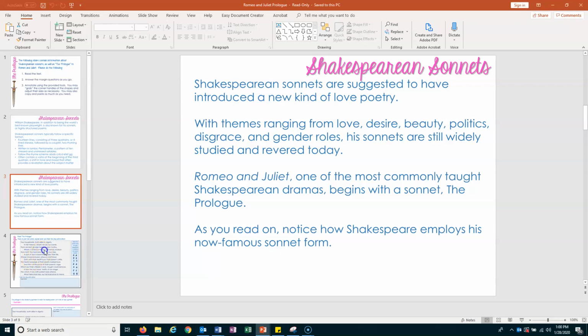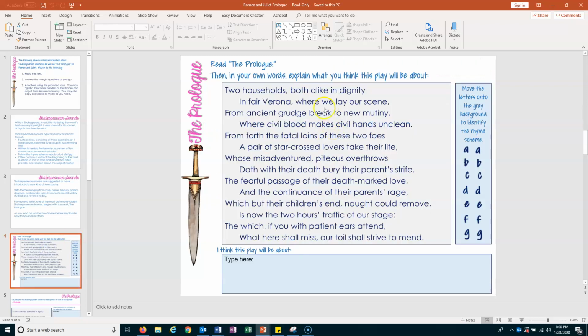All right, let's look at the first thing you are going to do. You're going to read the prologue and then, in your own words, explain what you think the play is going to be about. Obviously, some of you have read the story, and we're going to go over the prologue a little bit together in class, so I'm not going to go too in depth. Like I said, if you did not attend Class Connect, be sure to watch the video. What I'm going to do is show you how this works.